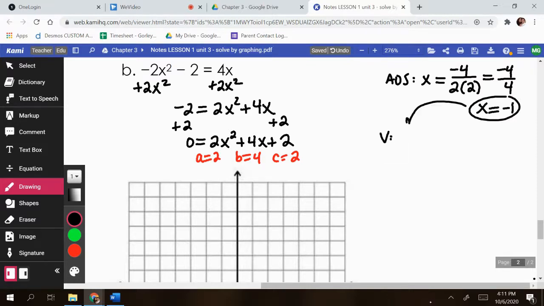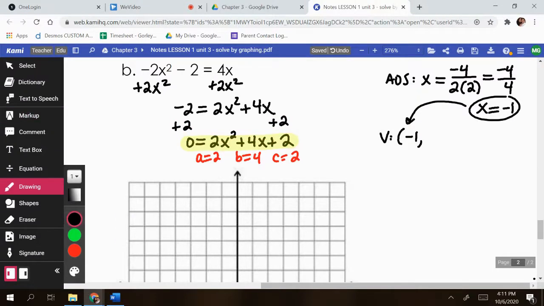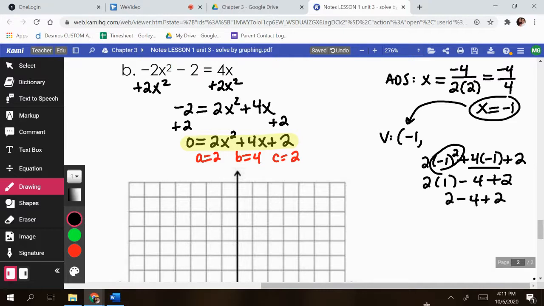For the vertex, we're going to use that same x value, and we have to plug it into our function. So I'm going to plug it in to this function right here. So what do I get? I would get 2 times negative 1 squared plus 4 times negative 1 plus 2. If I square negative 1, I get positive 1. 4 times negative 1 would be negative 4. Okay, so I get 2 minus 4 plus 2. So I think that's 0. Okay, so I get negative 1 comma 0 for my vertex.